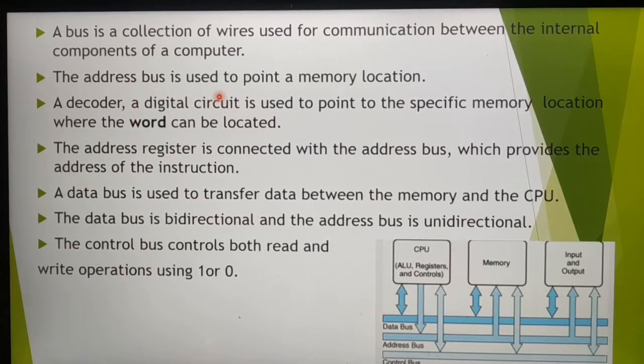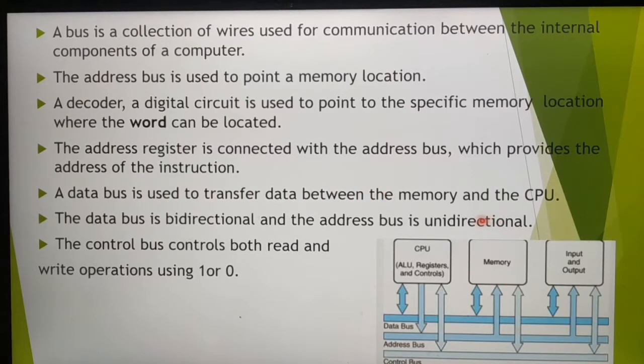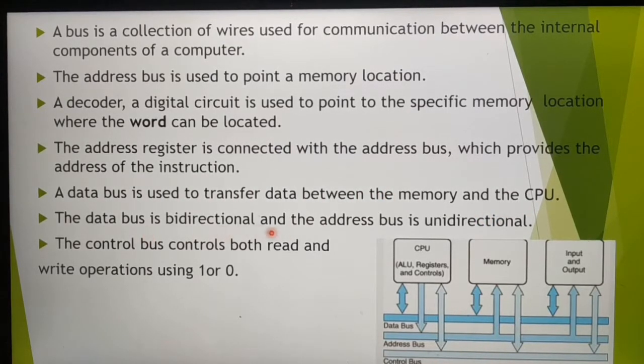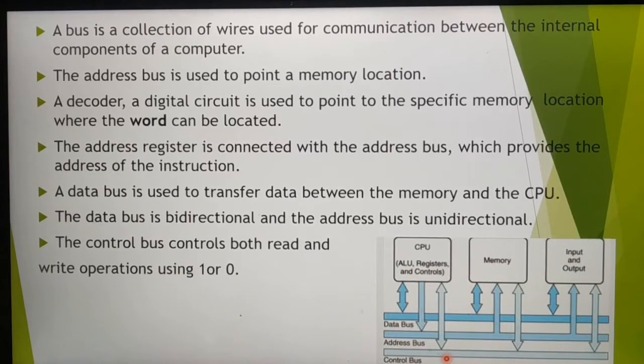Here the address bus is used to point to a memory location. Here we have a decoder, which is a digital circuit. It is used to point to the specific memory location where the word can be located. Next, the address register carries address information and is connected with the address bus, which provides the address of the instruction. Next, the data bus is used to transfer data between the memory and the CPU. The data bus is bidirectional, but the address bus is unidirectional. Next, the control bus controls both read and write operations using the signal of 1 and 0.